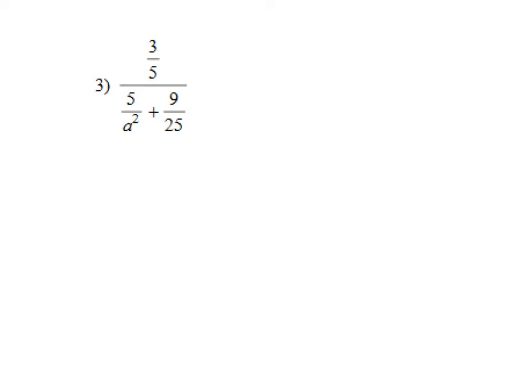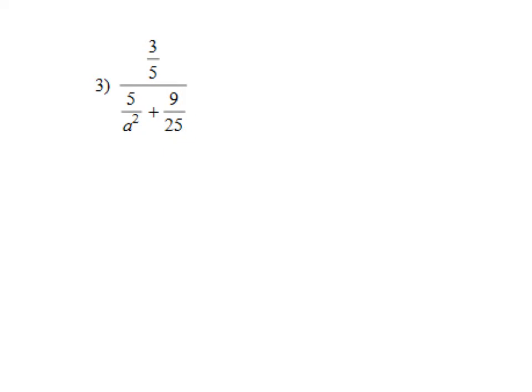Let's try something that's a little bit harder. On this number 3, what you notice here in the denominator is that you have two fractions that are being added together. And so the whole idea of multiplying by the reciprocal only works if it's just one fraction, not if you have two separate fractions. So my first job here is going to be to do the addition between these two fractions and get them condensed into one.